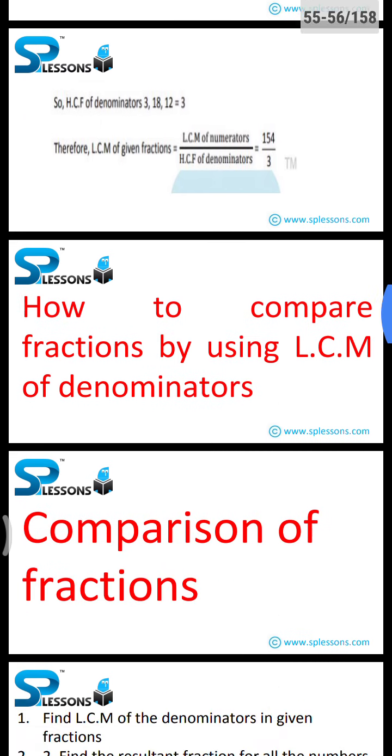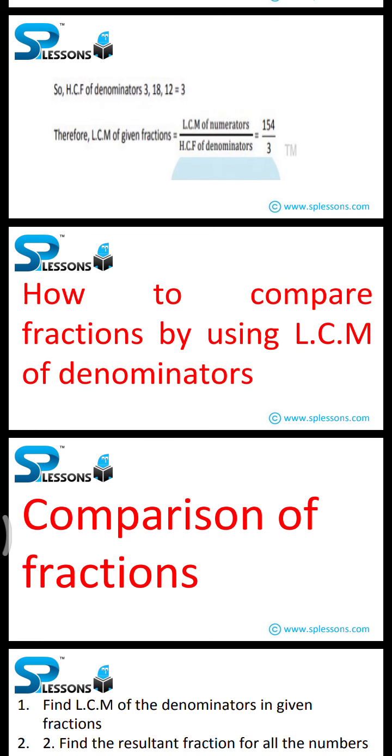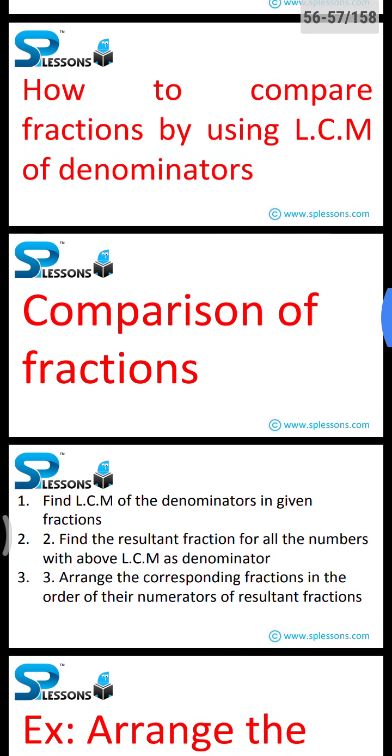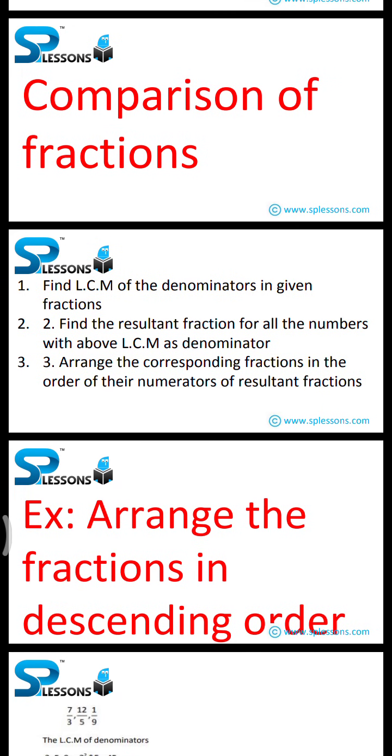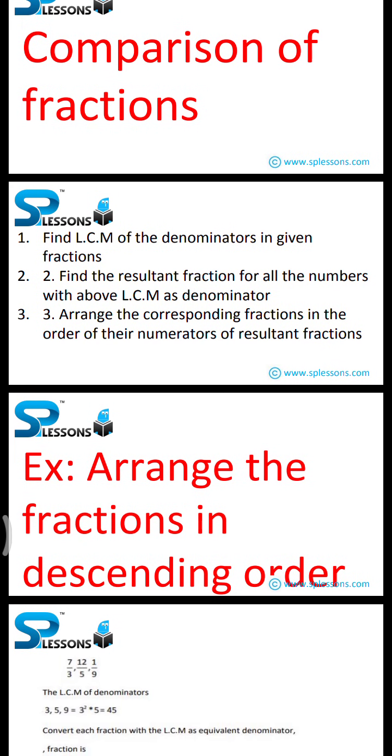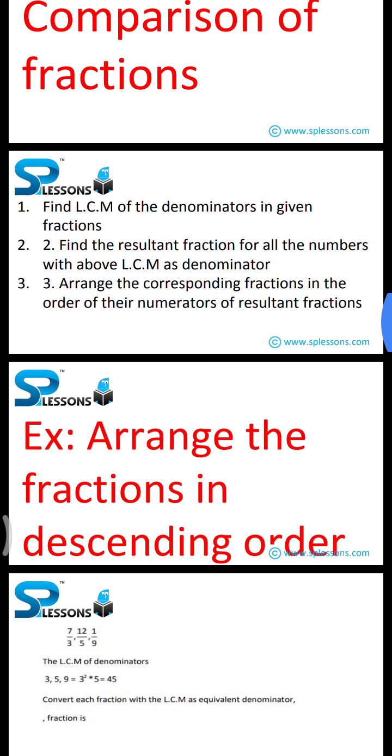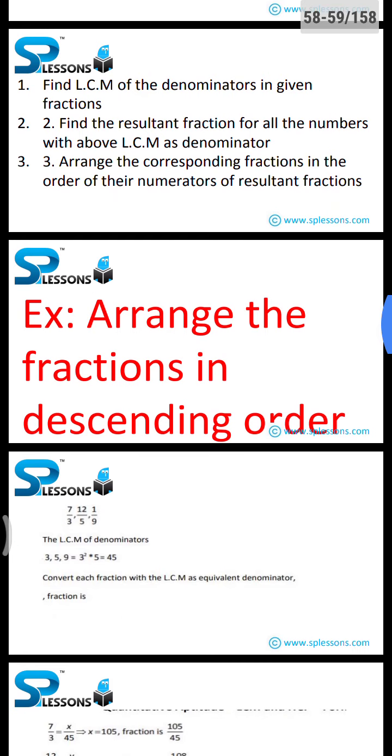How to compare fractions by using LCM of denominators? Comparison of fractions. First, find the LCM of the denominators in given fractions. Second, find the resultant fraction for all the numbers with the above LCM as denominator. Third, arrange the corresponding fractions in the order of the numerators of resultant fractions. Example, arrange the fractions in descending order.